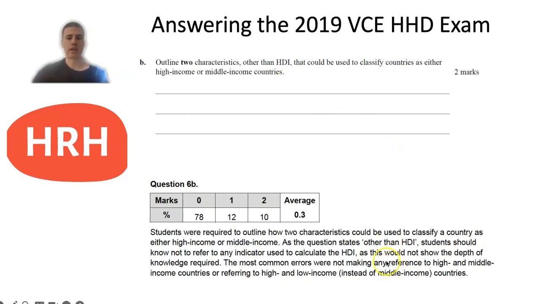You can see down here that the examiner's report shows that a small number of students were able to achieve full marks. The most common error was not making any reference to either high or middle-income countries, and instead some students were referring to low-income countries in their answer. This is one of the reasons why it's really important to read the question carefully, because there are a few things to note here. You had to use characteristics that were other than HDI, and it was high income or middle income, so not automatically switching on and thinking that it's low-income countries.